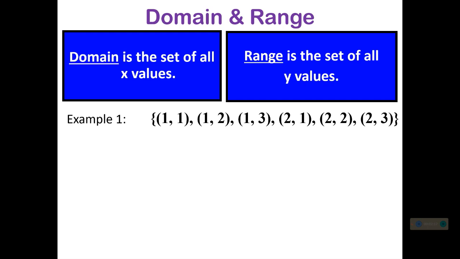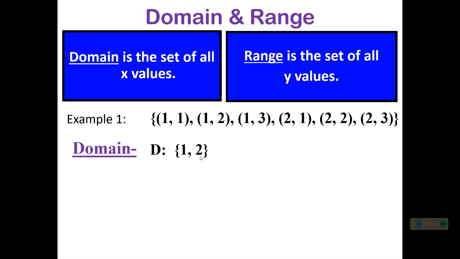I have here the set of ordered pairs: (1, 1), (1, 2), (1, 3), (2, 1), (2, 2), and (2, 3). Let us have the domain. A while ago, we said that the domain is the set of all x values. So what will be the set of domain here? Correct. We have 1, 2. Instead of writing 1 three times and 2 three times, you will just write 1 once and 2 once, because they are just the same. When we say set, that will just be the values of your x and y.